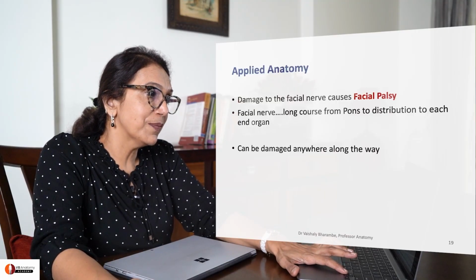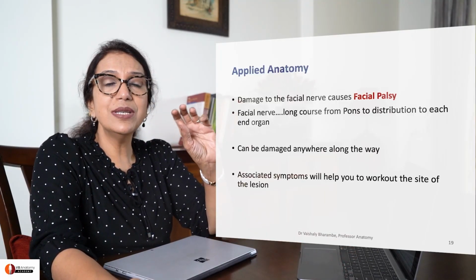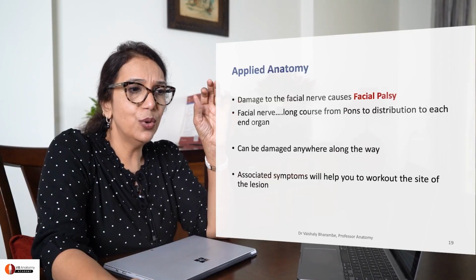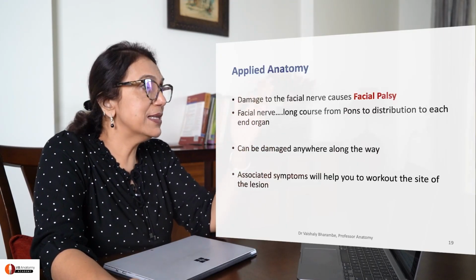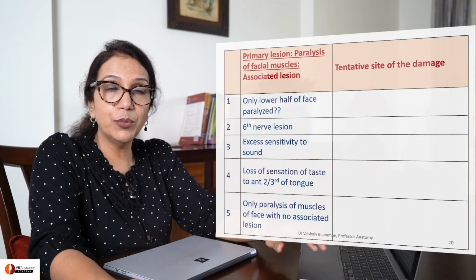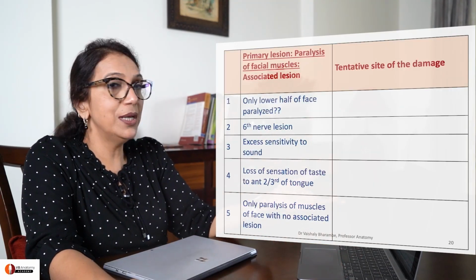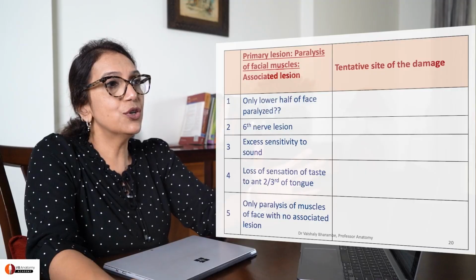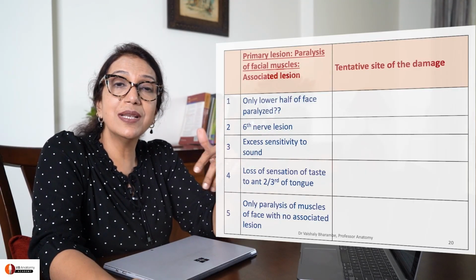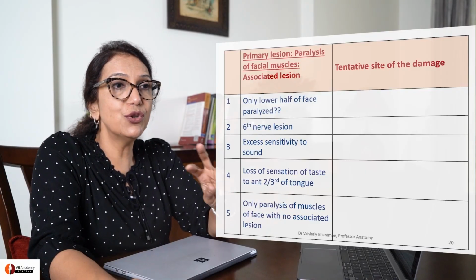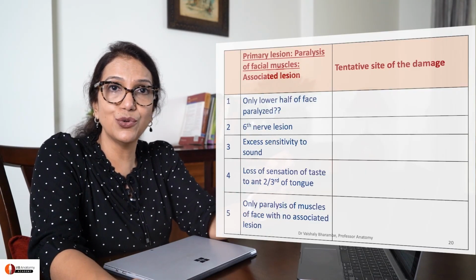So remember, associated symptoms will help you to go to the exact point where the facial nerve is damaged. Please come to the screen to understand what I am talking about. You can see a table here. Primary lesion of the patient is facial paralysis, but he also has associated lesions, which will help you to tell where the exact injury is.